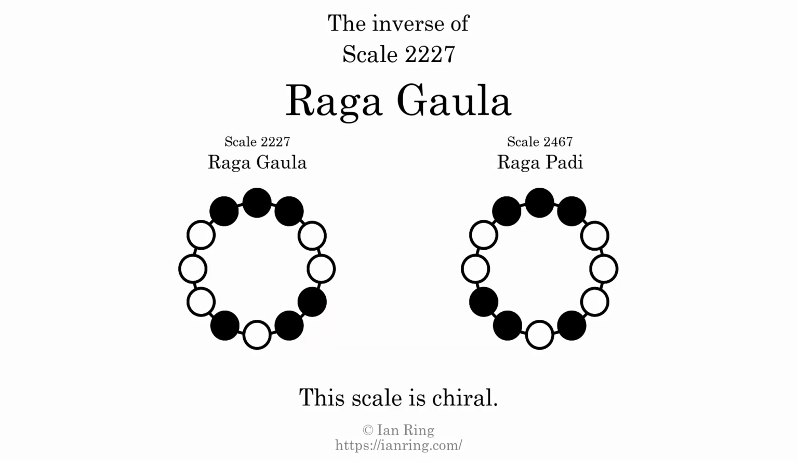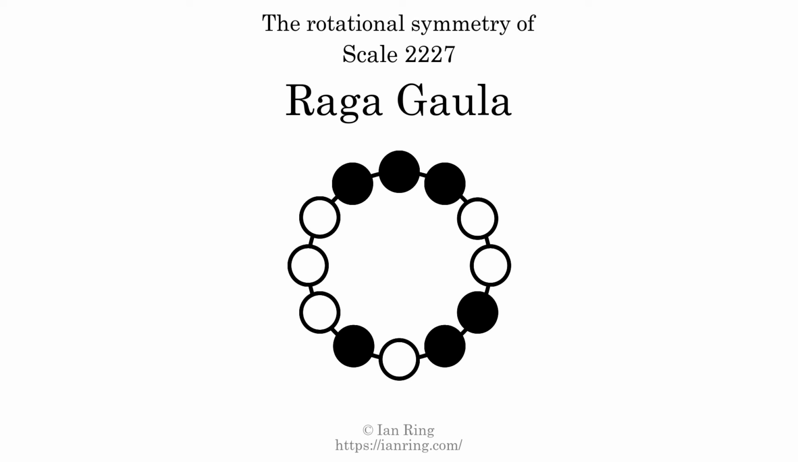The inverse of a scale is a mirror image. It is what you get when the sequence of intervals is reversed. The inverse of this scale is scale 2467, also known as Raga Gaula. This scale is chiral. It cannot transform into its inverse by rotational transformation. This scale has no rotational symmetry.